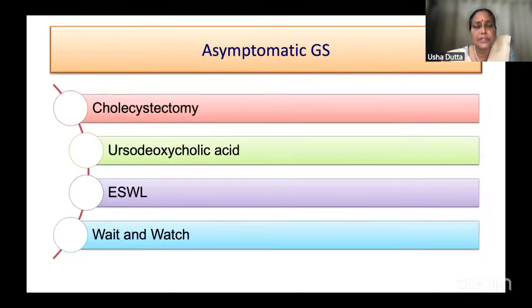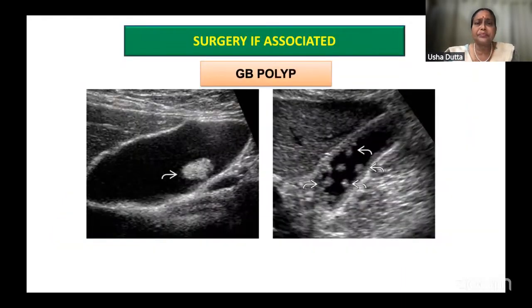So what are the options we have? We can do cholecystectomy. We can give ursodeoxycholic acid. We can do ESWL. We can just do a wait and watch policy. So what we should do is the matter of debate today.